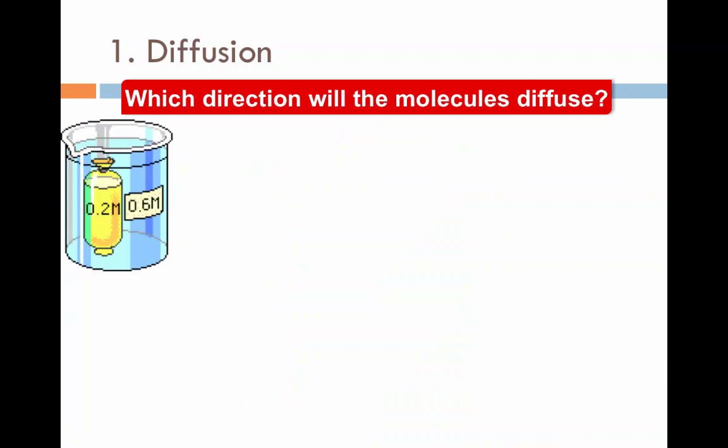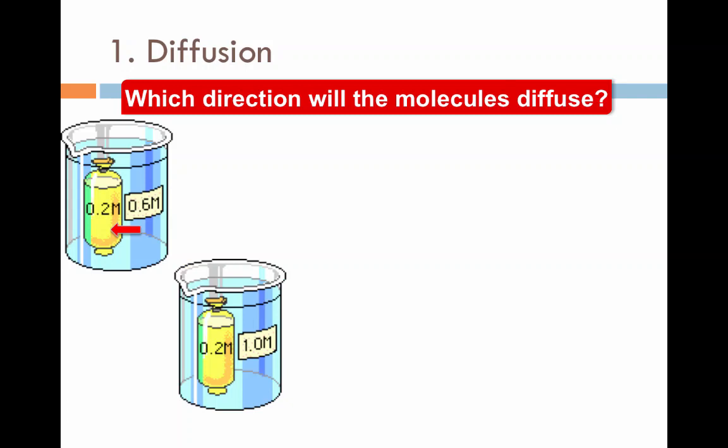Here's the last practice problem. Which direction will the molecules move? So let's pretend there's 0.6 of a concentration of molecules on the outside, 0.2 on the inside. It looks like there's a higher concentration outside, 0.6, versus inside the cell, 0.2. So the molecules will move in. They always move from high to low. Which direction will the molecules move here? High to low, which is into the cell.